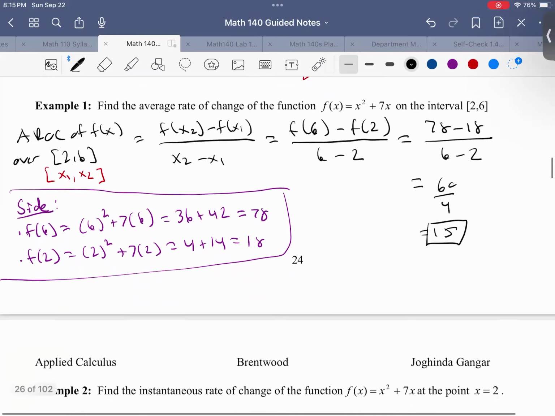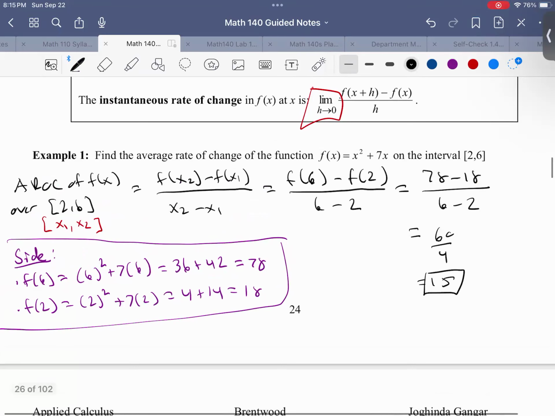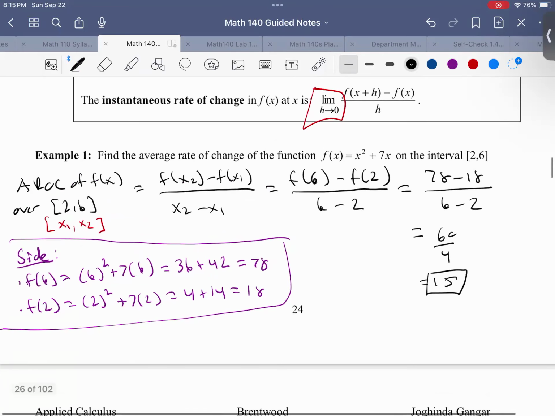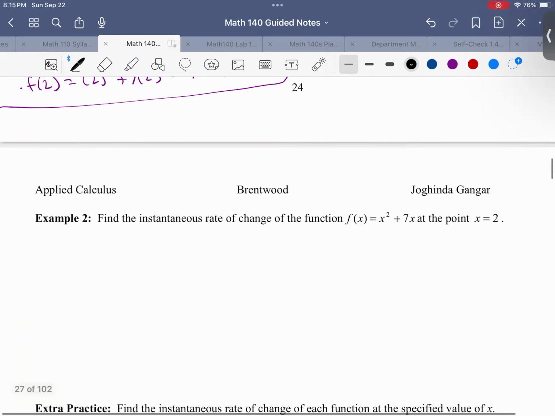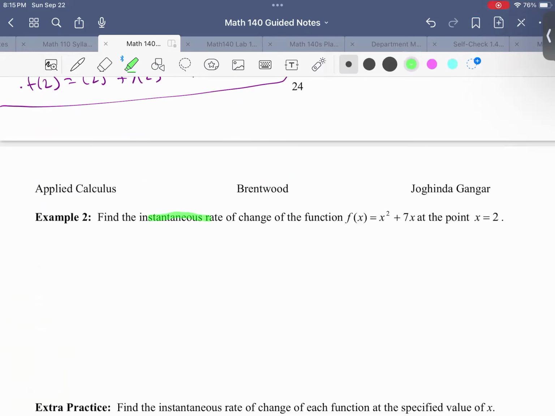Okay, so that is how you find average rate of change, just like we were doing in the previous section. And here's a big new concept now, instantaneous rate of change. We're not finding the rate of change over some interval, right? We're just finding it right at that point, x equals 2. So specifically, right at that point, not over some interval, it's instantly at that point, that instant.